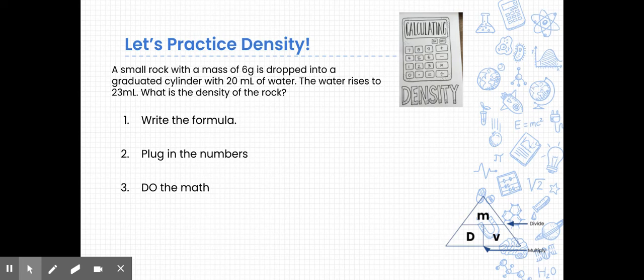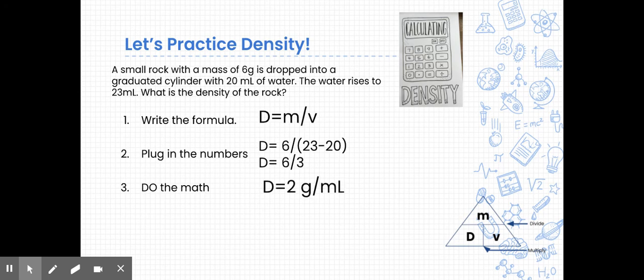So a small rock with a mass of 6 grams is dropped into a graduated cylinder with 20 mL of water. The water rises to 23 mL. What's the density? So we write the formula, we plug in the numbers, and we do the math. You will see on tonight's homework that you are going to have to solve for mass and for volume as well as for density.